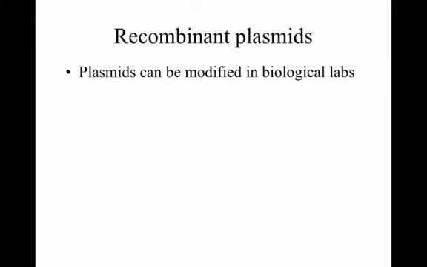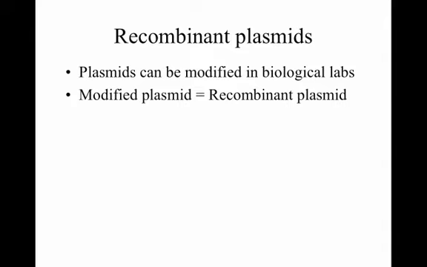Plasmids are naturally occurring. That being said, scientists have found ways to take a plasmid that's naturally occurring and tinker with it so that they can now have it produce a gene we're interested in, like insulin. So plasmids can now be modified in biological labs, and in a later lab we'll talk about how. For now, all I need you to know is that a modified plasmid is what we call a recombinant plasmid, because we've recombined the DNA in a way that's not usually found.